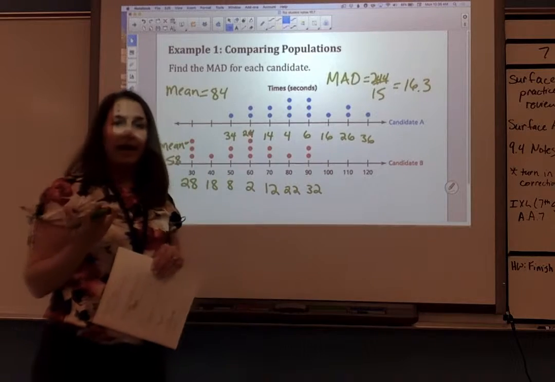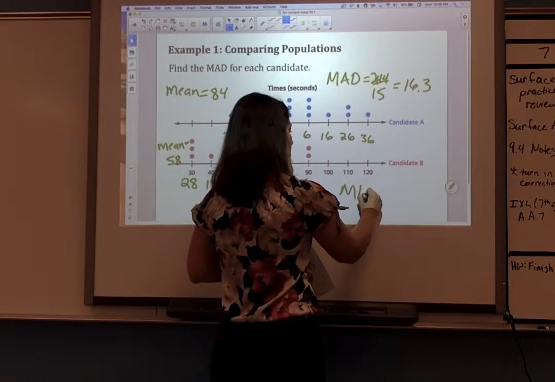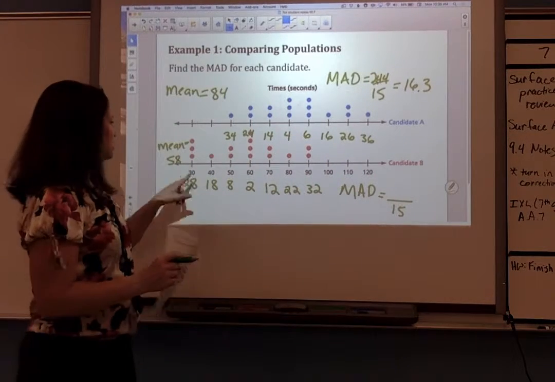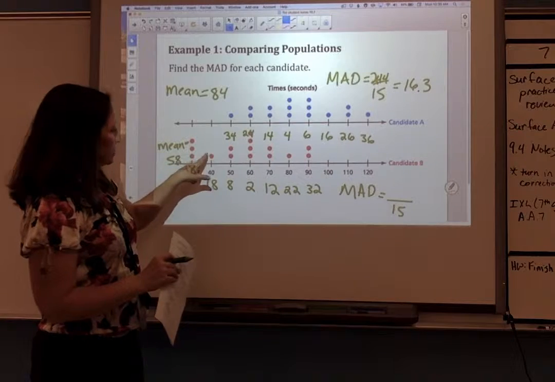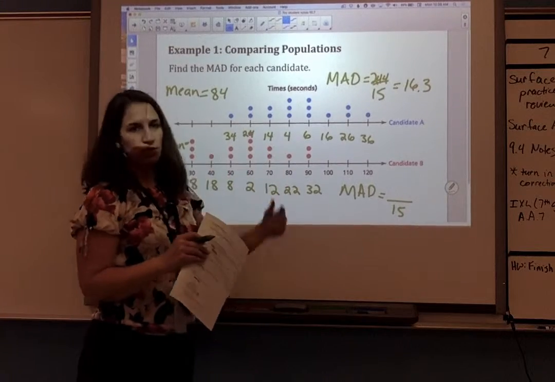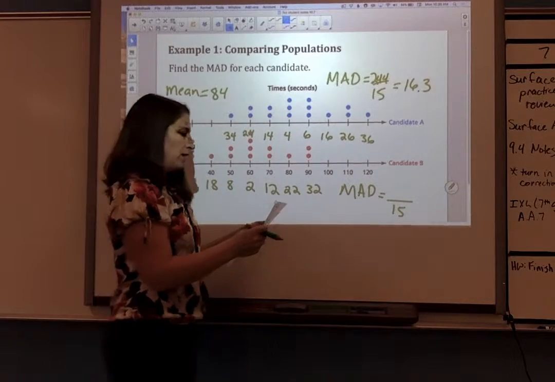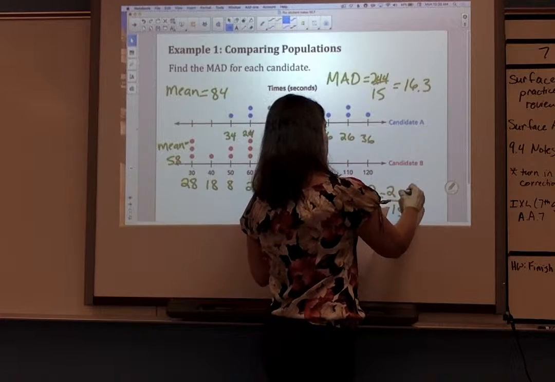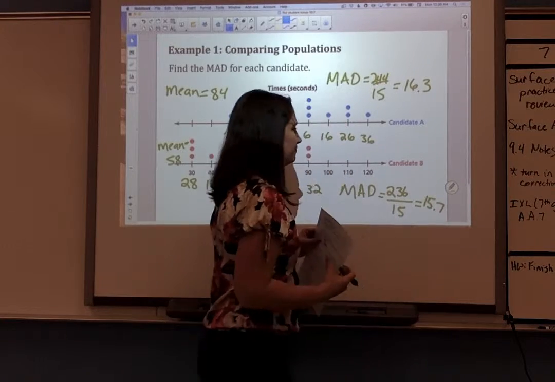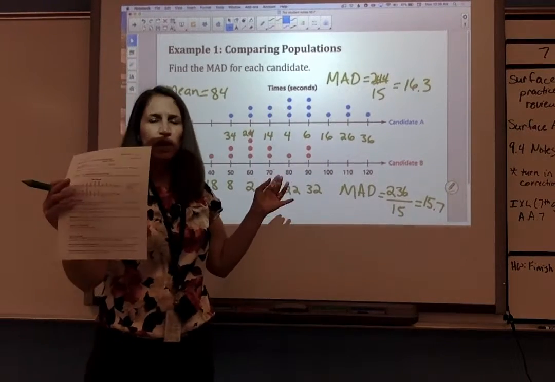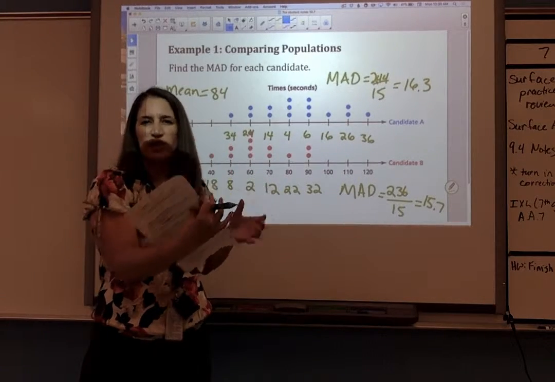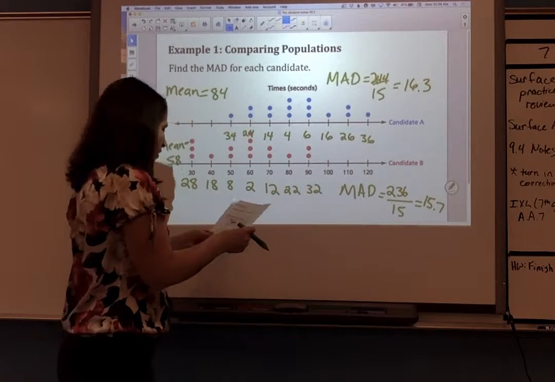Now we're going to add all of these up and divide by 15 because we have 15 data points. So 28 plus 28 plus 28 plus 18 plus 8, 8, 2, 2, 2, 2, 12, 12, 22, 32, 32. Add all of those up and we have 236 divided by 15, which is about 15.7. So it looks like candidate B had a little bit of a smaller mean absolute deviation. The data is a little bit more concentrated, but not a whole lot more.